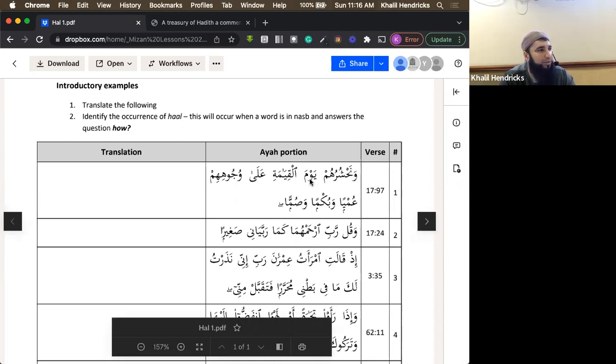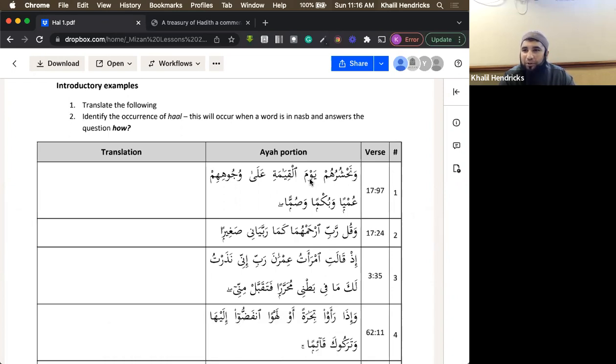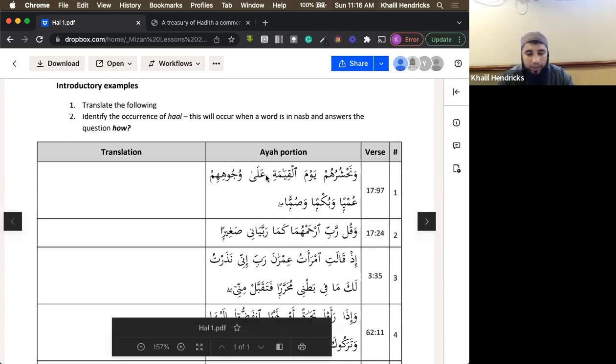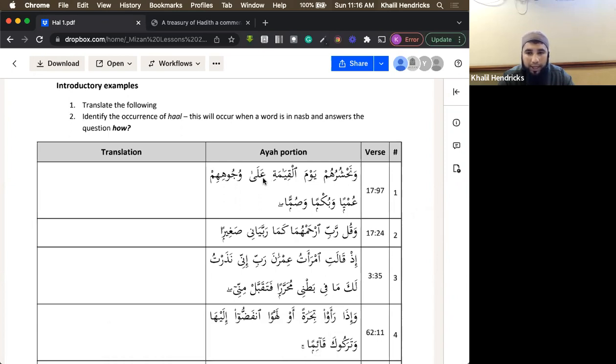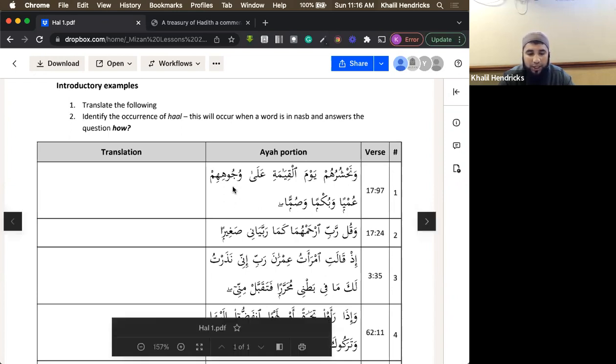Let's translate this. Wa nahshuruhum, hashara yahshuru, gather. And we will gather them yawma al-qiyamah, on the day of resurrection. That's telling me time. That's an adverb of time. We'll do that in another lesson. Ala wujuhihim: ala, upon, wujuhihim, their faces. That's a harful jar and ismul majroor, and then the him is a mudafun ilayh that's attached to it.